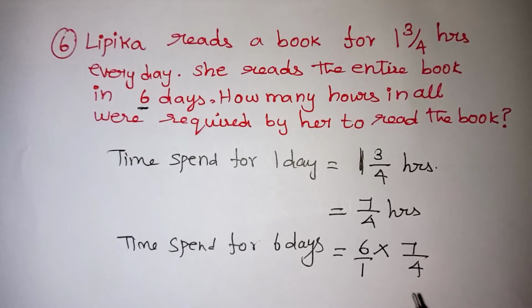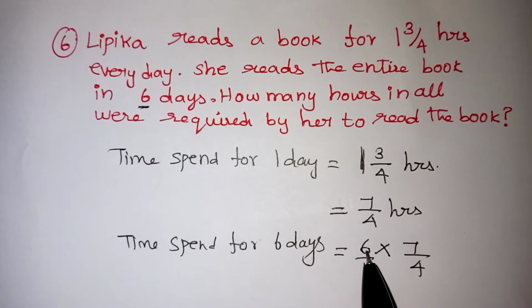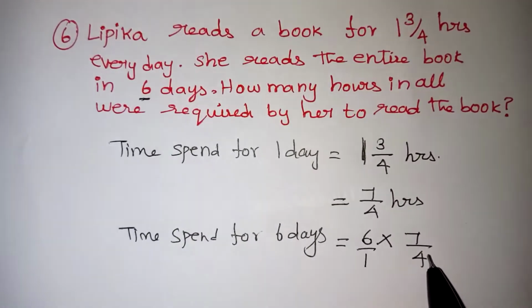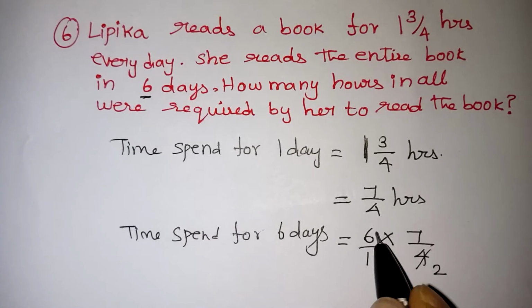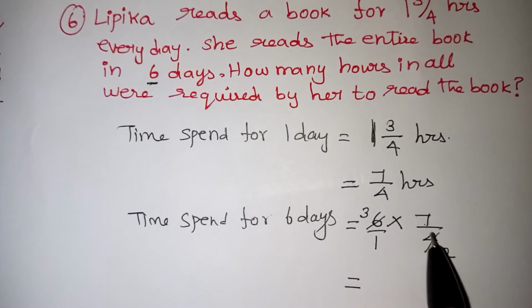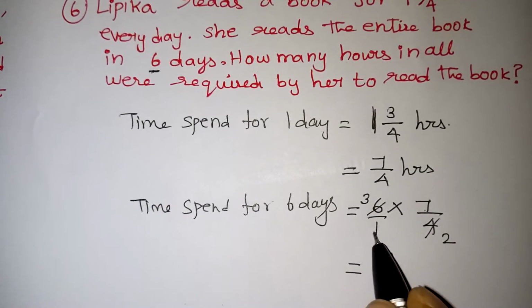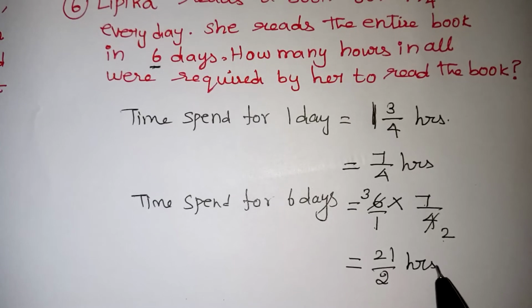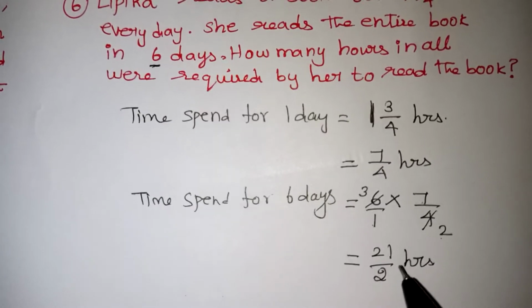So here 6 by 1 I can write. 4 and 6 both will come in 2 tables. So I can cancel it by 2 table. This is 2 2s are 4. This is 2 3s are 6. So now I can multiply. 3 7s are 21. 1 2s are, it will be 2. So this much hour she has put the time for reading the book.